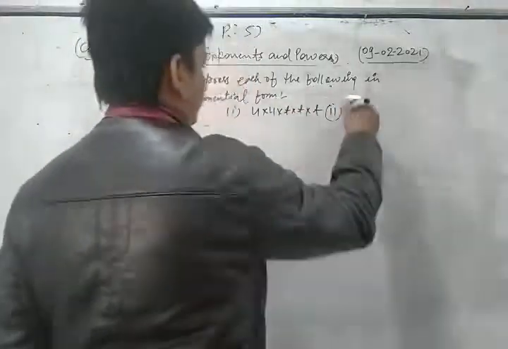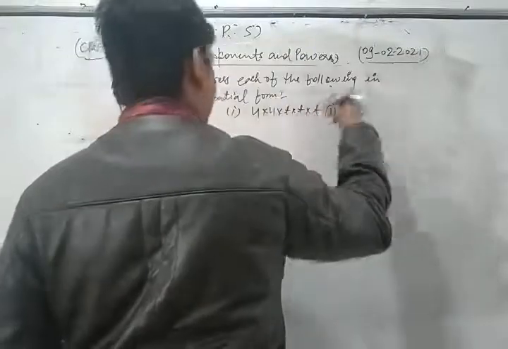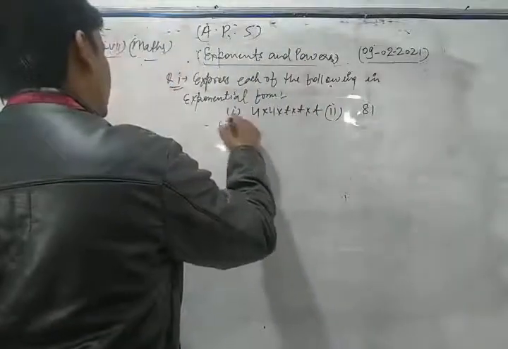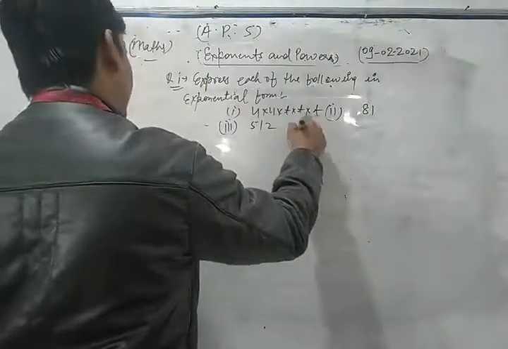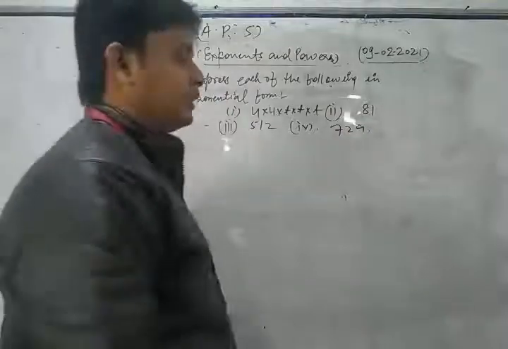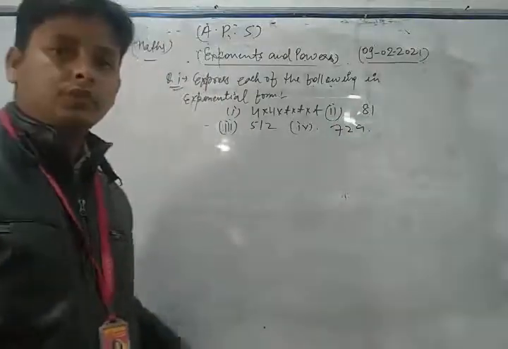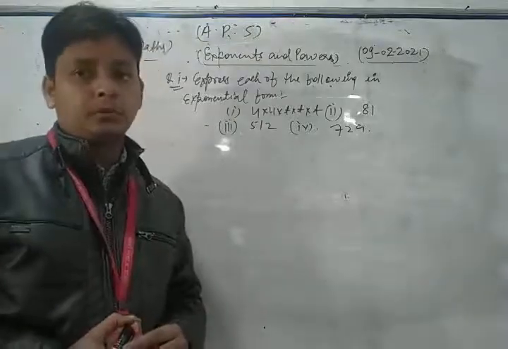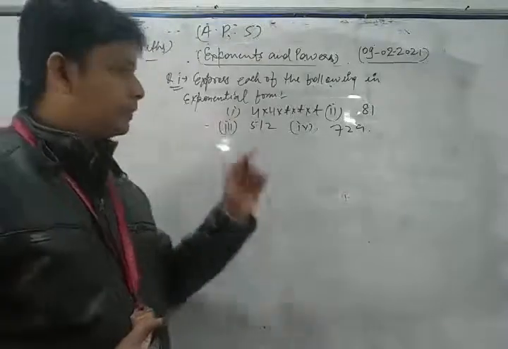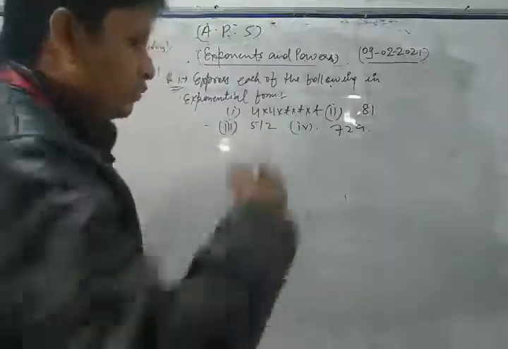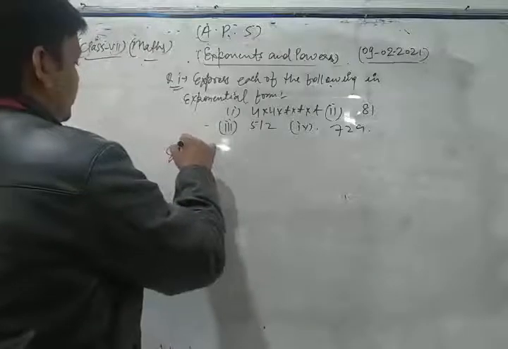And the second part of this question is 81. And the third part of this question is 512. And the fourth part of this question is 729. Now let's see. So what do I do, dear students, in that question? We just express each of the following in exponential form. For that, first of all, we do their prime factorizations, and here we apply the basic laws of exponents. So we take and solve the first part of the question.